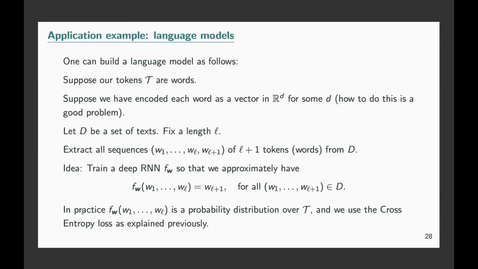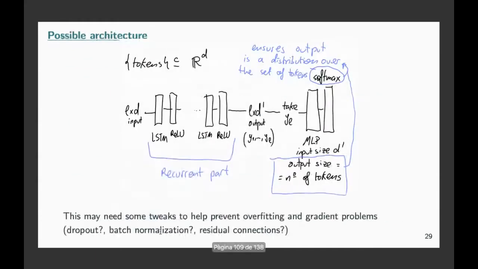And in practice, you do this by making the output of the deep recurrent neural network be a probability distribution over T. And you use the cross entropy loss, as I explained in the previous talk about what you do when you have a classification task. So this is how it might look.